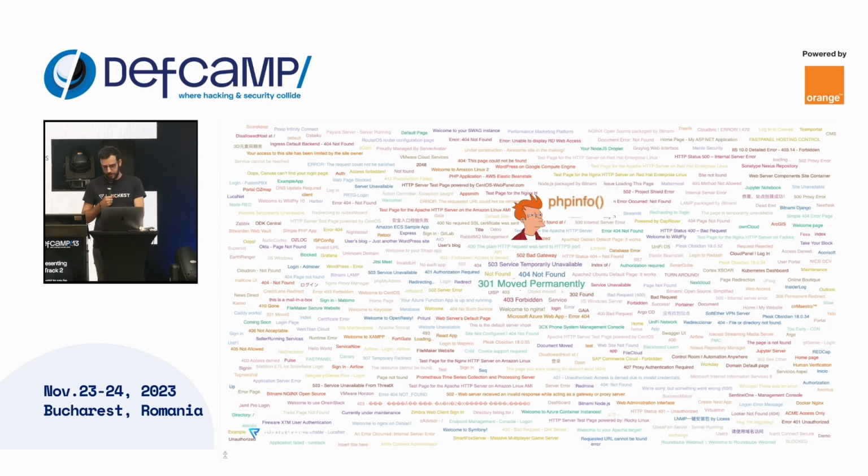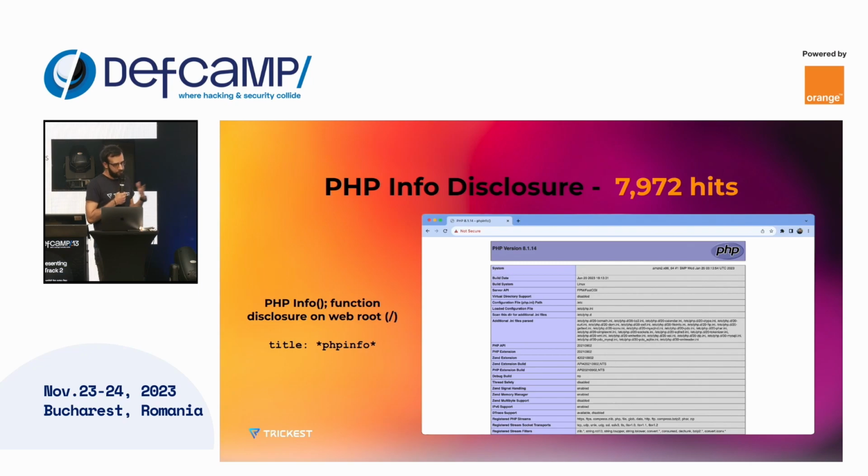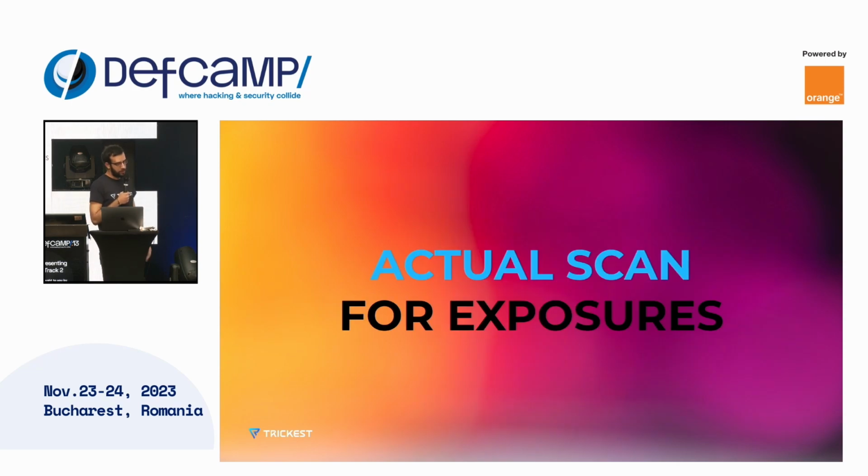PHP info is the second one. When developers set up a server, they create a PHP info file to see that everything is right. It also could leak a lot of secrets and credentials and a lot of configuration about that specific environment. And now we can turn to actual scans.